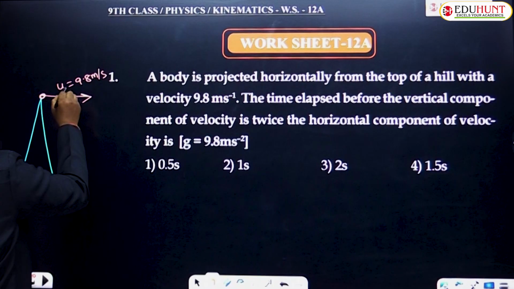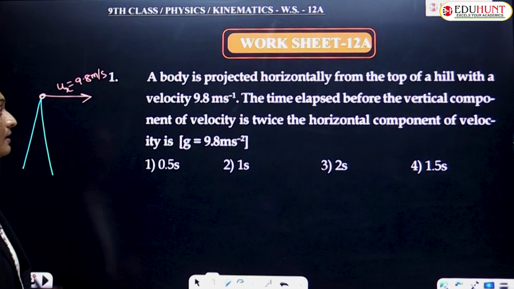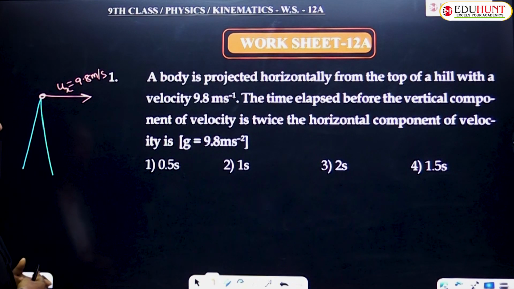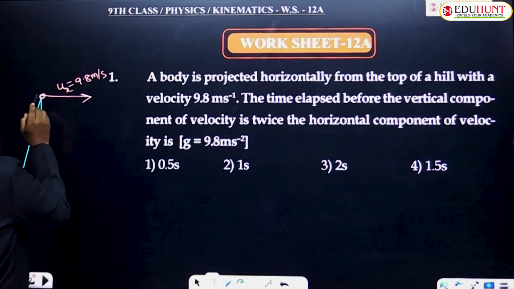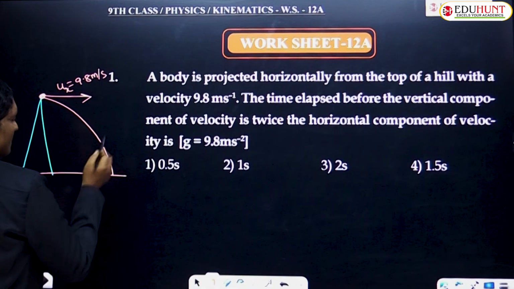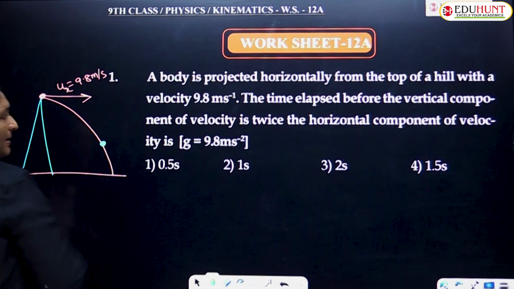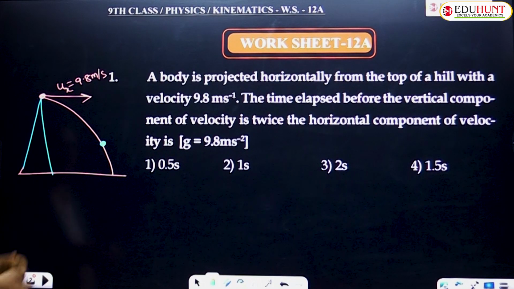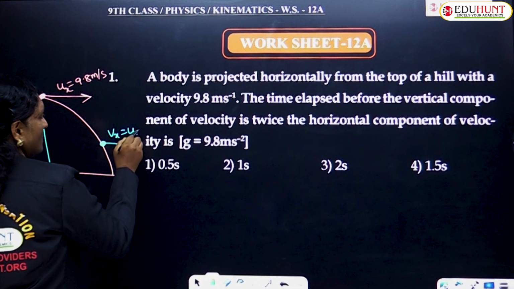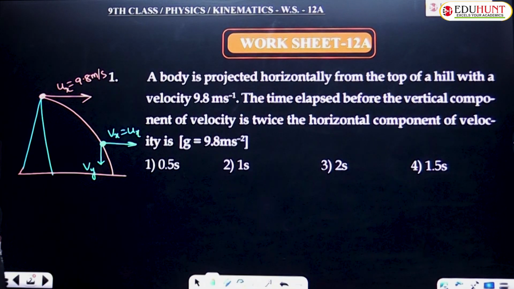So the initial velocity of projection along the horizontal axis, let us take it as ux. The time elapsed before the vertical component of the velocity is twice the horizontal component. So this body may be supposed to fall down like this. During its journey, the horizontal velocity always remains constant, but the vertical velocity changes due to the effect of gravity.